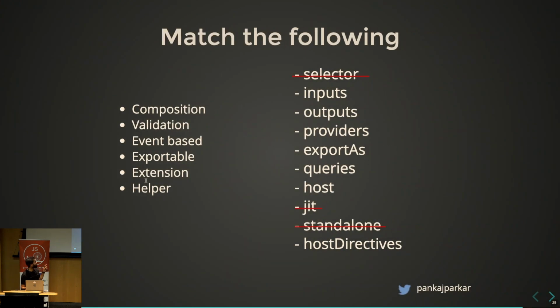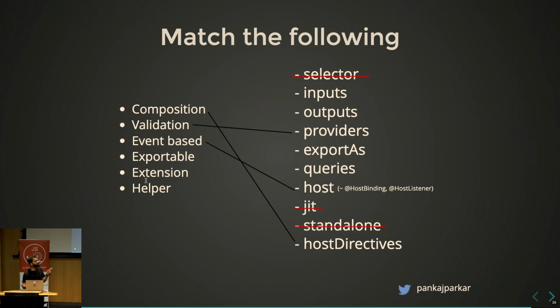So that was all about all 6 types. Now let's come back to the initial slide, match the following: how things are there and what we have learned, how to map to a specific property of the Directive API. So if you want to use composition API, you should use host directives. If you want to use validation or you want to play around with form control, custom form control, whatnot, you may end up using providers mostly.